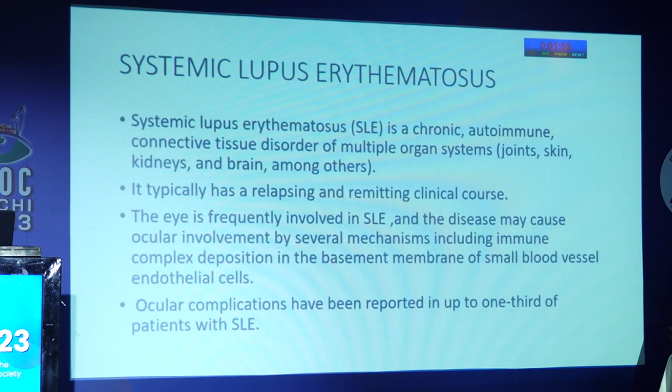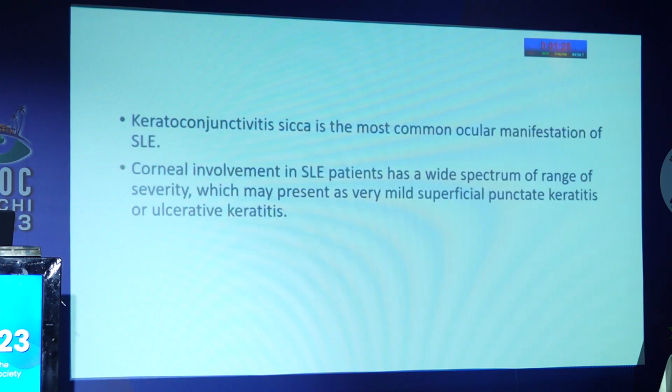So coming to systemic lupus erythematosus, it is a chronic autoimmune connective tissue disorder of multiple organ systems, including joints, skin, kidneys, and brain. It typically has a relapsing and remitting clinical course. The eye is frequently involved in SLE, and the disease may cause ocular involvement by several mechanisms, which include immune complex deposition in the basement membrane of small blood vessel endothelial cells. Ocular complications have been reported in up to one third of patients with SLE.